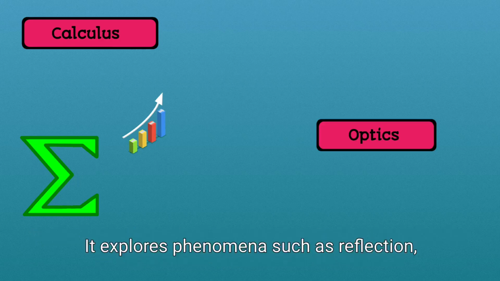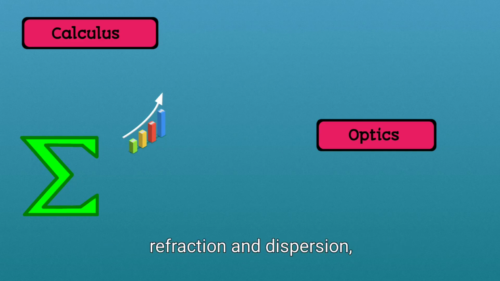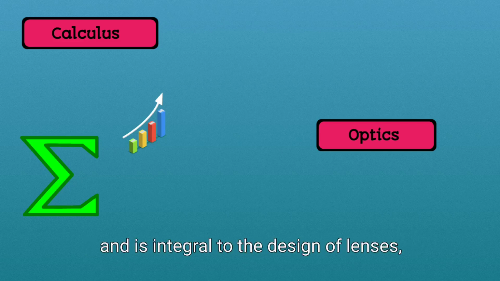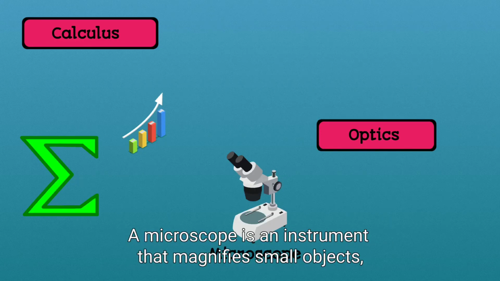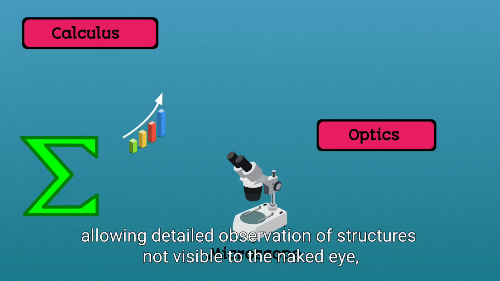It explores phenomena such as reflection, refraction, and dispersion, and is integral to the design of lenses, mirrors, and optical instruments for imaging and manipulating light. A microscope is an instrument that magnifies small objects, allowing detailed observation of structures not visible to the naked eye.